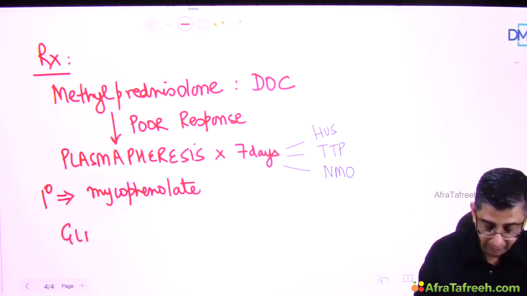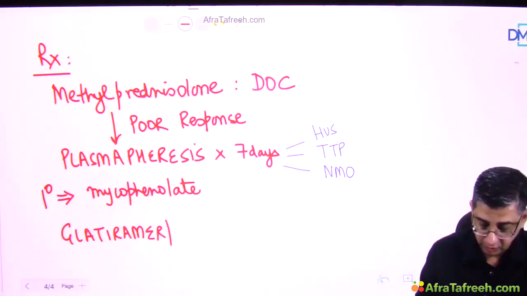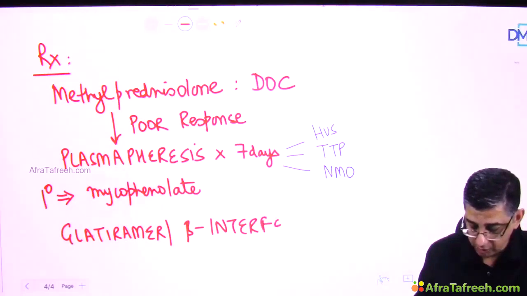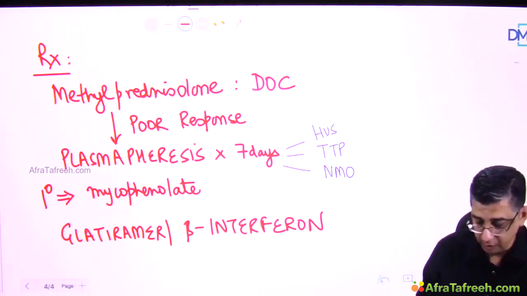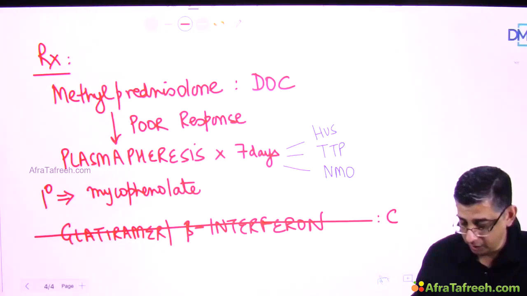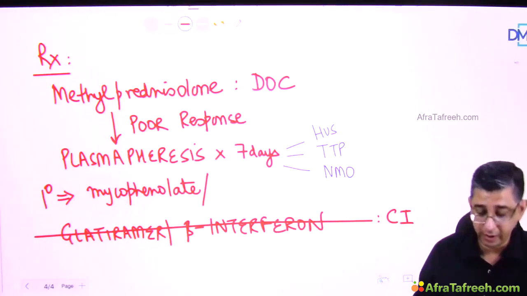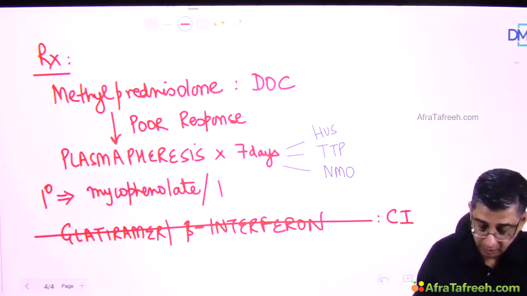If glatiramer is used in this condition, if beta interferon is used in this condition, it will cause worsening of these patients. So all the disease modifying drugs which have been taught in the multiple sclerosis topic are contraindicated in NMO. Instead of mycophenolate, another strategy which can be used, especially in poor patients in our country, is a combination of prednisolone with azathioprine.